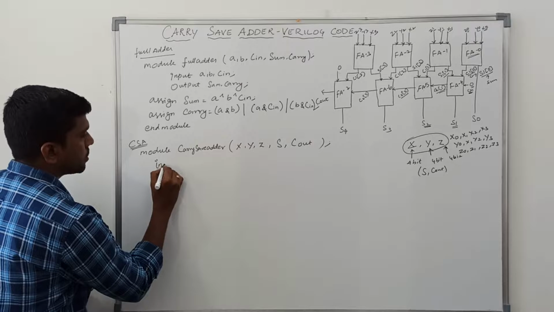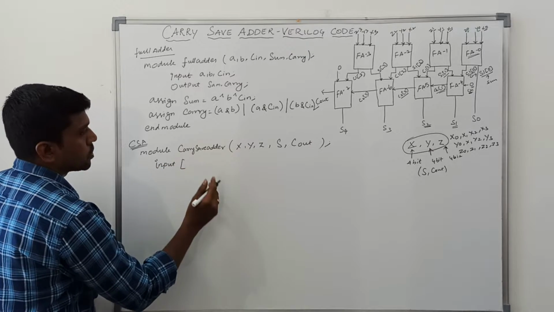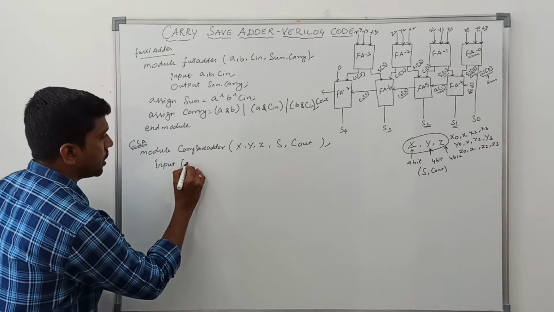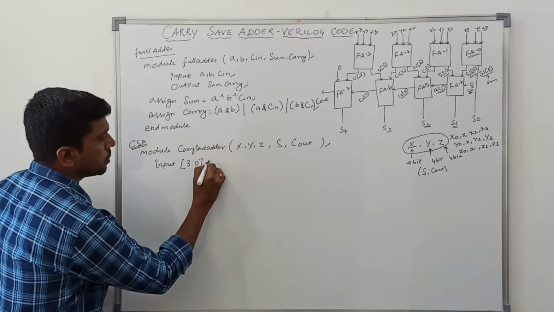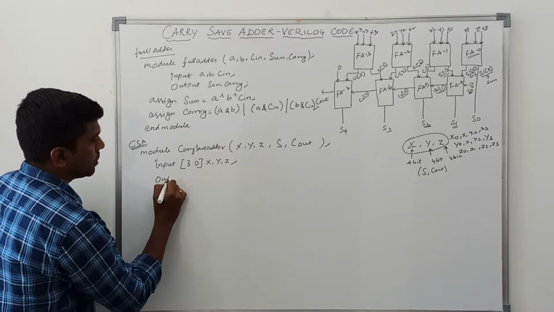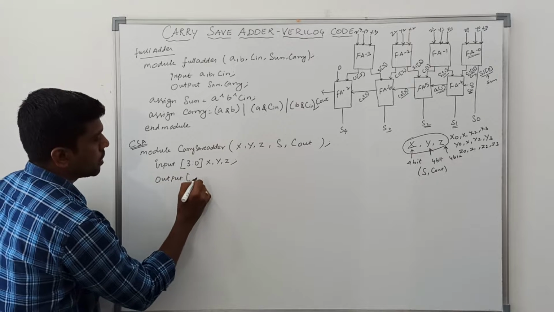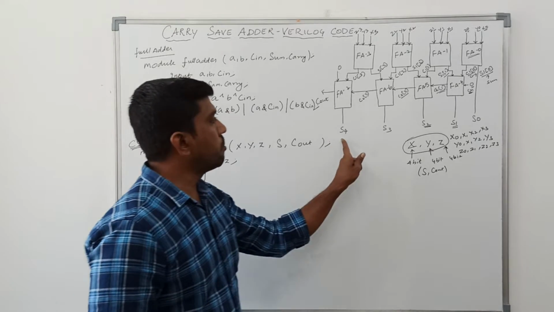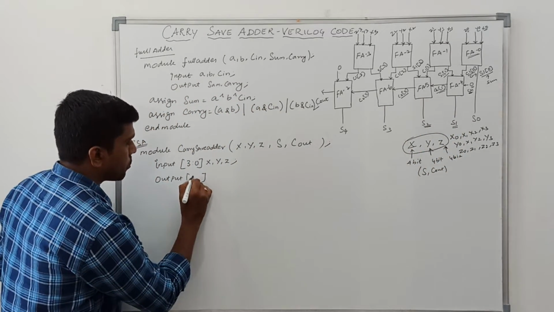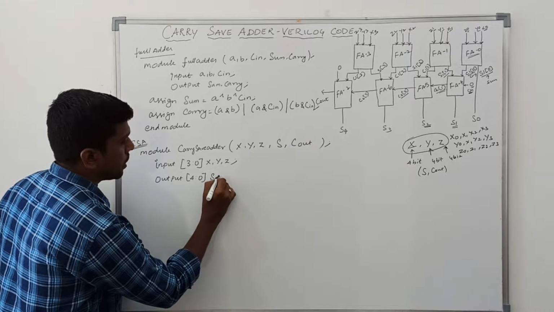Then input. Here x, y, z are 4-bit values, so 3 down to 0 for x, y, z. Then output. Here the sum value is a 5-bit value, S0 to S4, so 4 down to 0.